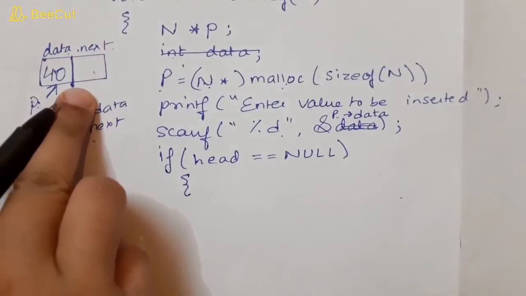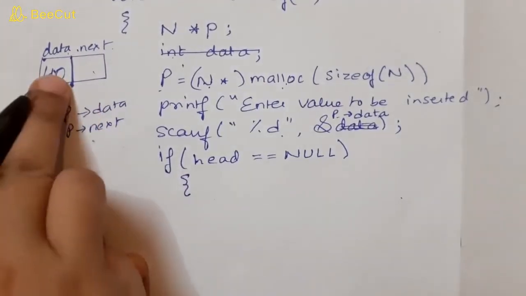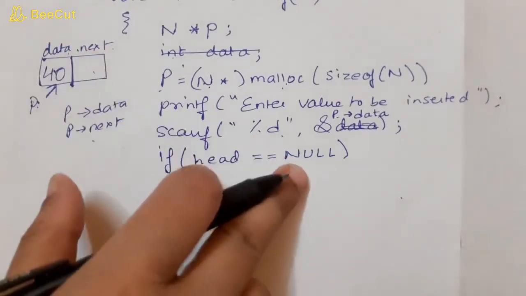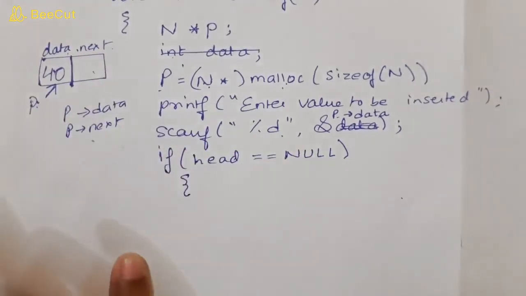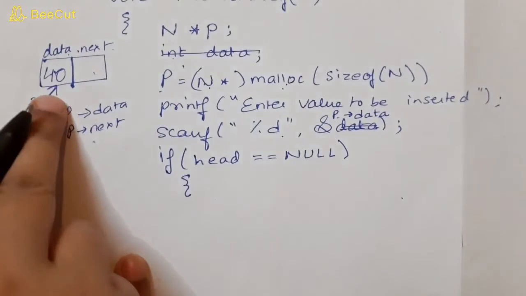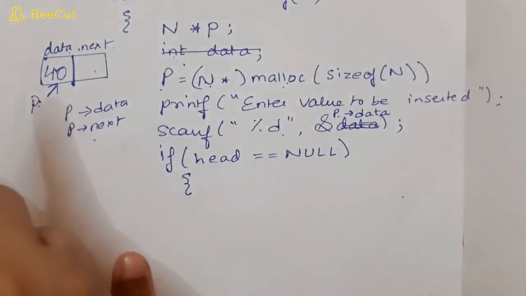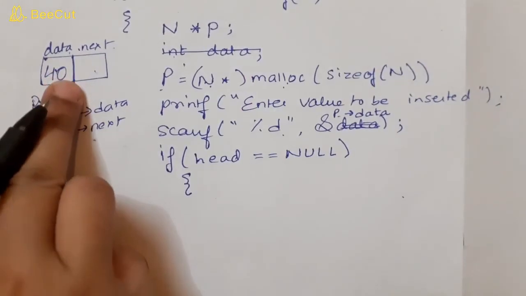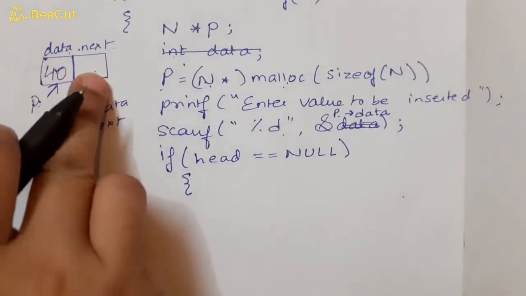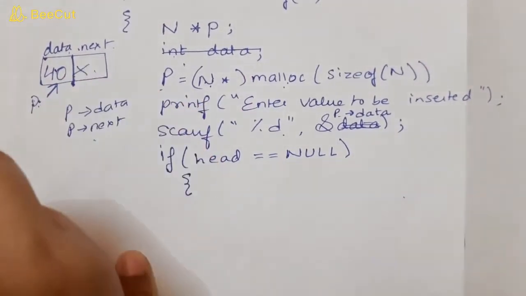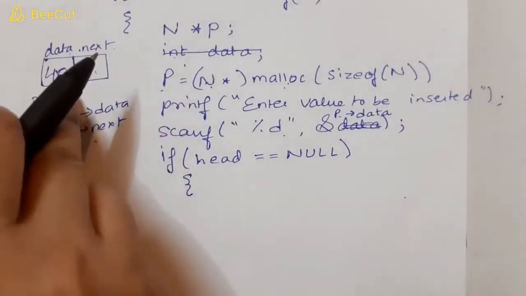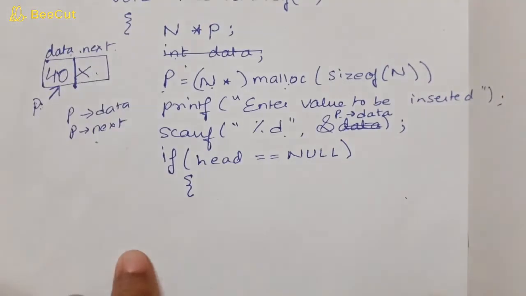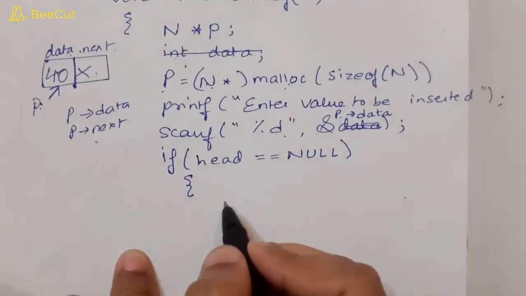So this is going to be the first node. We have already taken p data. Now in the next node, because this is the first and the last node, if head is null means your linked list is empty. So whatever node you are going to insert will be the first node, the first and only node. So that's why we have already given some data in this particular field. In the next field we'll give null, because this is the only node.